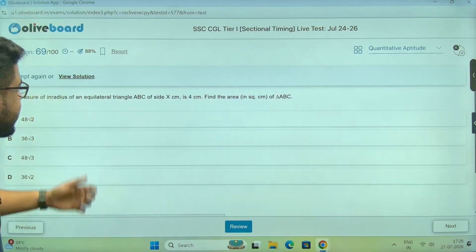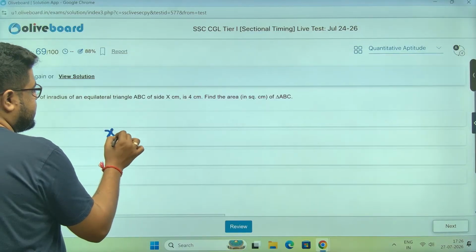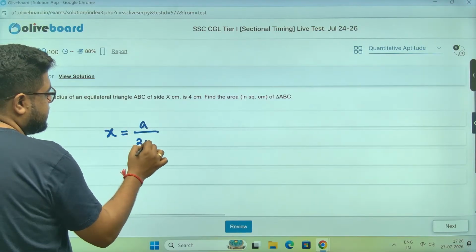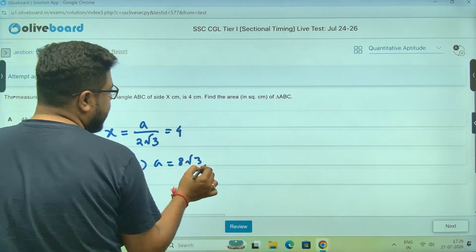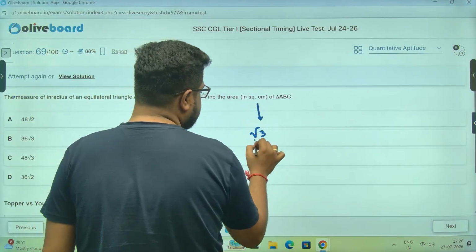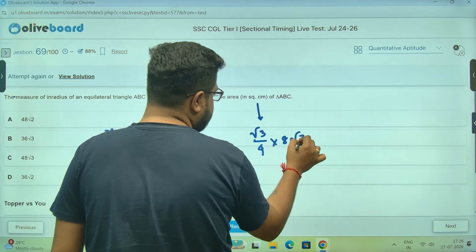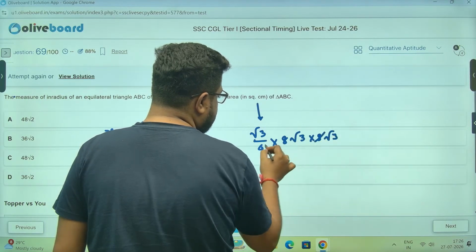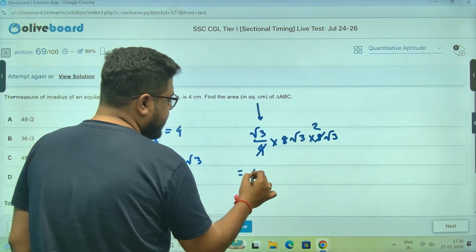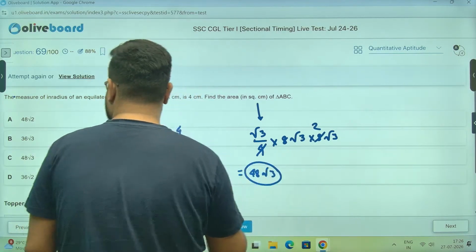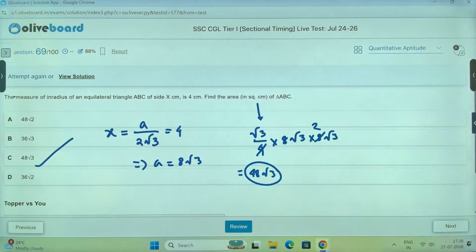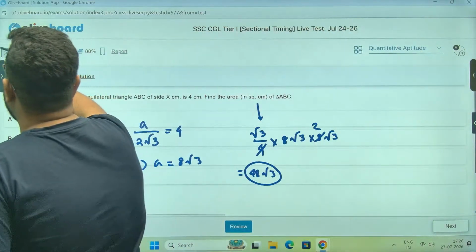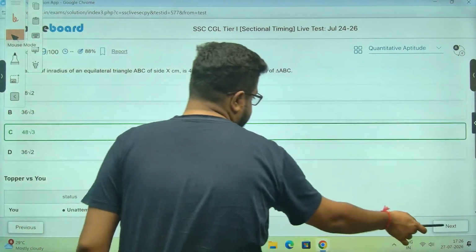The measure of the inradius is given. The inradius is x equal to a by 2 root 3. That is 4, sir, so a is 8 root 3. Area will be root 3 by 4 into a square. 8 root 3 into 8 root 3. 8 twos are 16 into 3, so 48 root 3 will be the correct answer. Option C once again, 48 root 3 is most definitely your correct answer. Now, if you don't know the formula for the inradius, you will struggle.